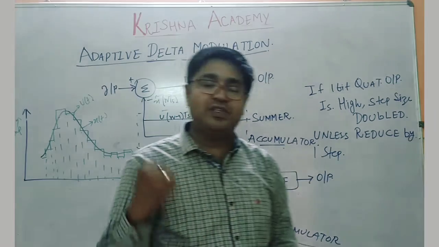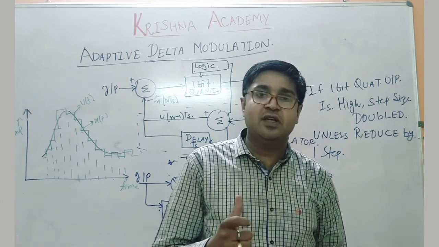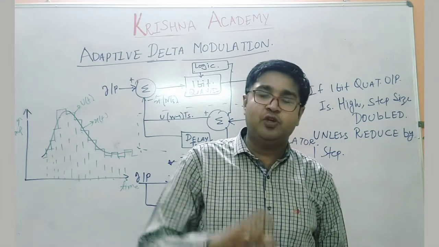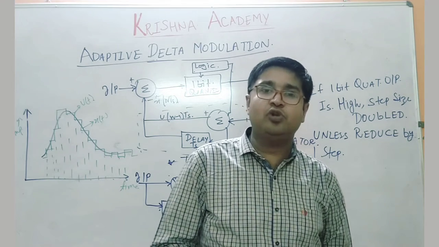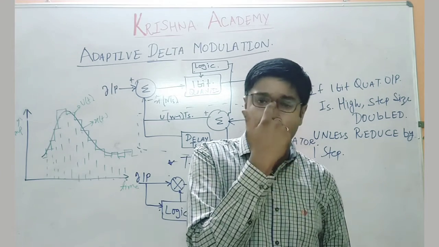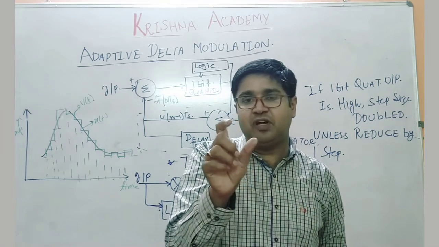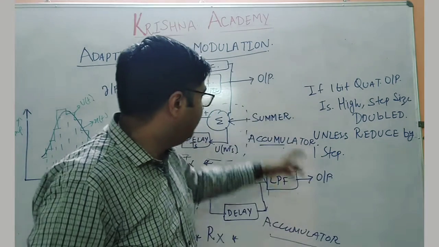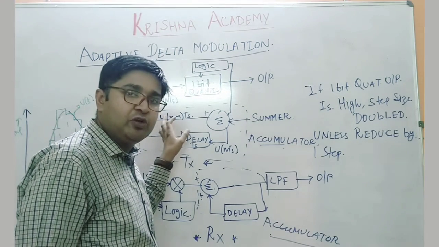Now what is the advantage of adaptive delta modulation? You can choose the step size according to your variance. If there is a particular variation in the input signal, you can change the step size. By changing the step size, you are removing the noise, because a large amount of noise was present due to large changes, and small changes produced granular noise. So both factors have been rectified in this circuit.